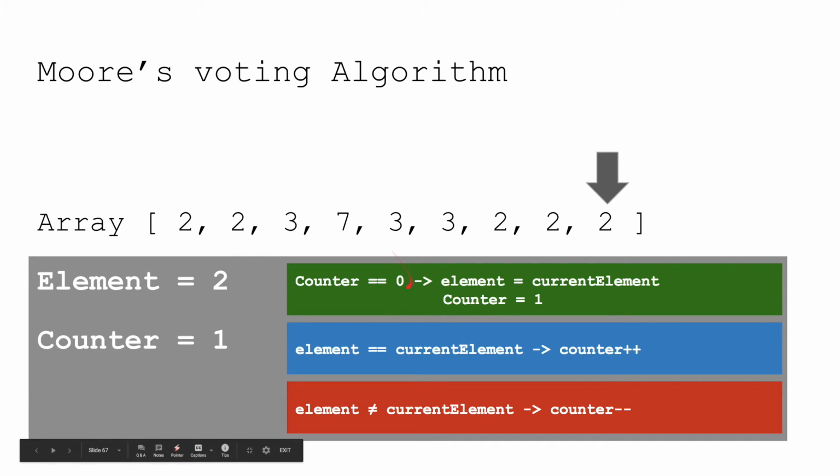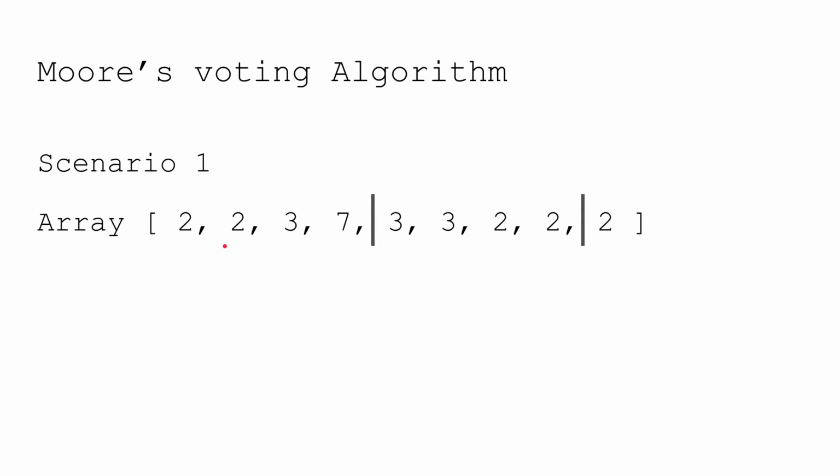So I hope the steps of this algorithm are clear. Now I will tell you why this algorithm works. So while solving any of the test cases using this algorithm, you will fall under two scenarios. Here in the first scenario, where we have iterated our dry run on this array, we have seen that at this point our counter becomes 0, and at this point our counter becomes 0.